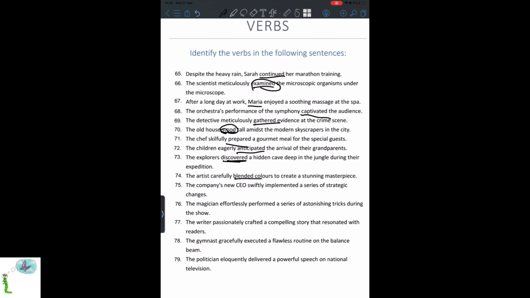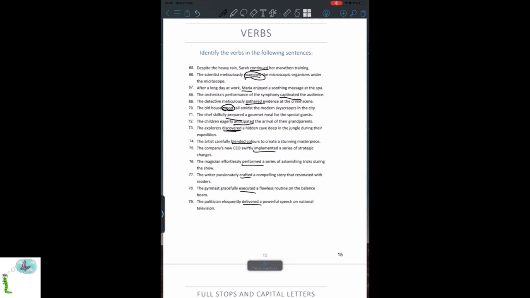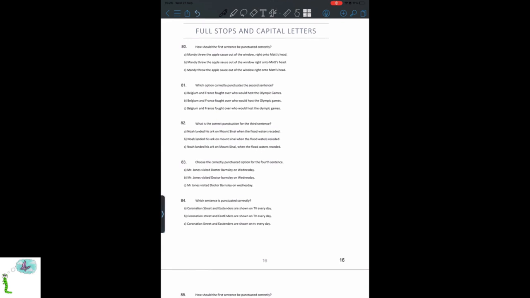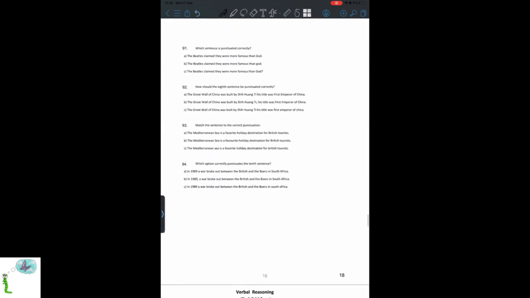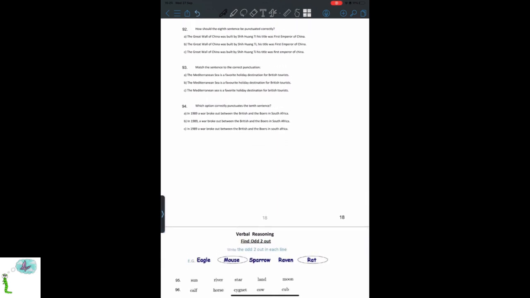The company's new CEO swiftly implemented. The magician effortlessly performed. These are also big giveaways, the adverbs. If there's an adverb, there's probably a verb following it. Right? The writer passionately crafted, the gymnast gracefully executed, the politician eloquently delivered. So those are pretty easy, and hopefully you got them all right. I'm going to skip over these. Bring these to your English teacher next lesson if there's a question or a problem.